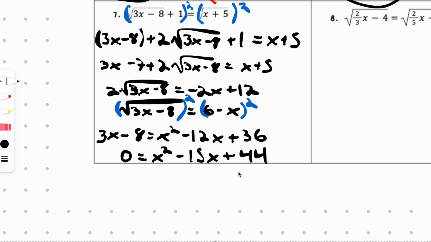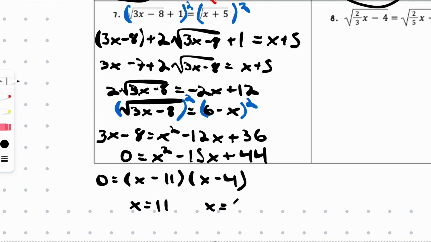And now we look for two numbers that multiply to positive 44 and add to negative 15. That's going to be negative 11 and negative 4. So we get 0 equals x minus 11 times x minus 4. So we get x equals 11 and x equals 4. Boom. Now we want to plug in each of these answers.